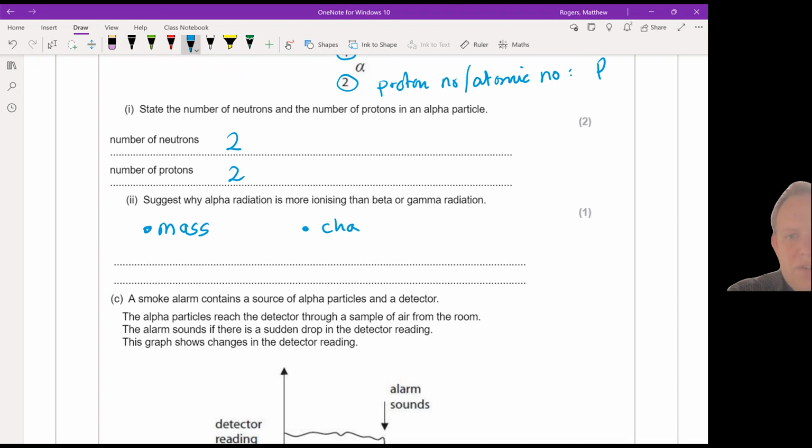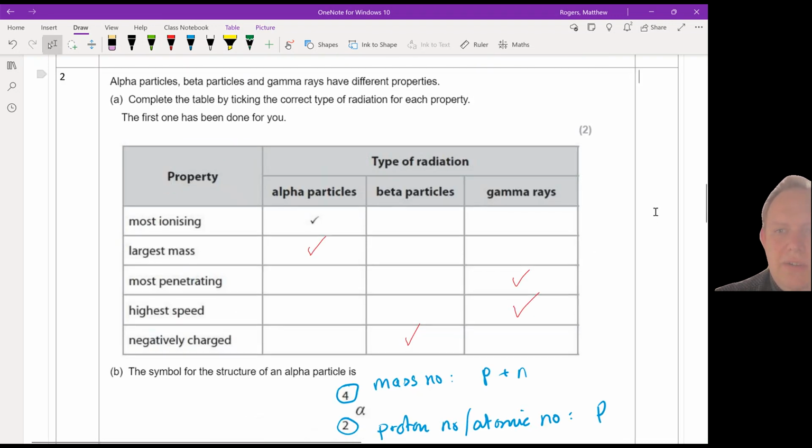Option 2 is the charge. The charge of an alpha particle is twice the size of the charge of a beta particle, and again, gamma radiation is uncharged. So either one of the 2, it's only for 1 mark, this particular section.